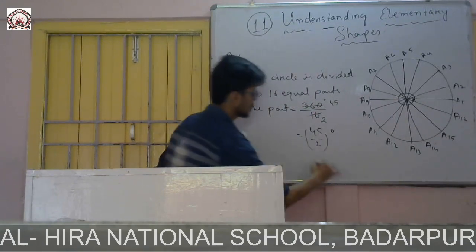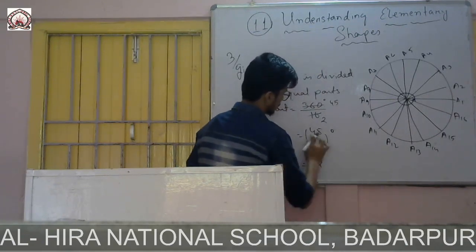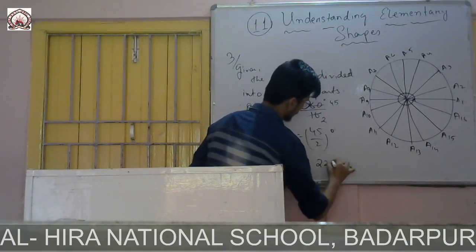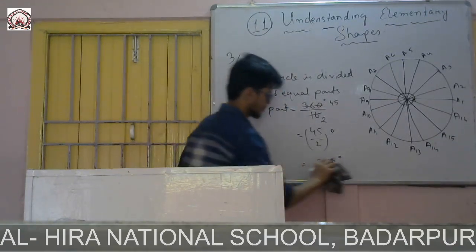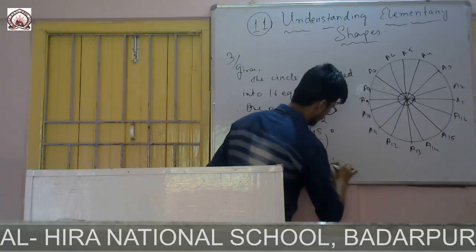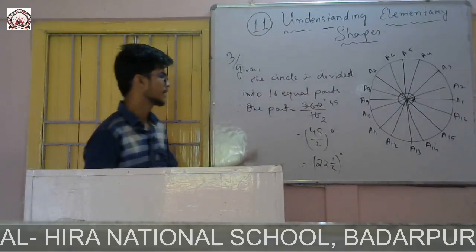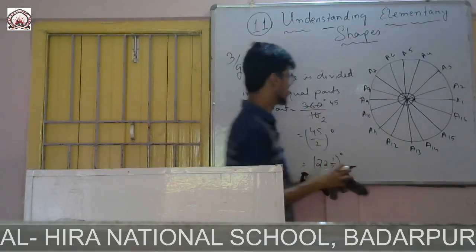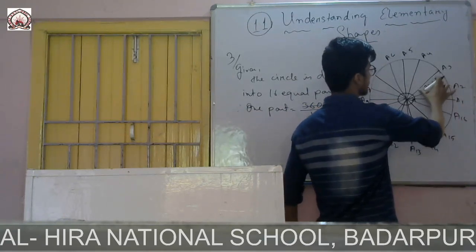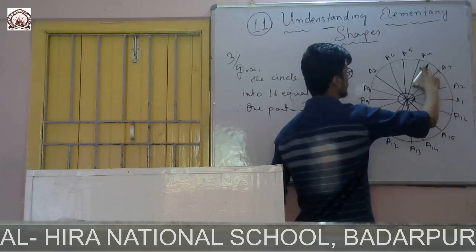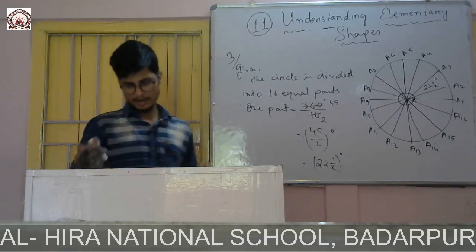45 by 2 degrees, which I can write as 22.5 degrees. Write it in mixed fraction, it will be easy. So this is one part. One part will be equal to 22.5 degrees. This one is 22.5 degrees, this one also, and all of them are equal to 22.5 degrees each part.